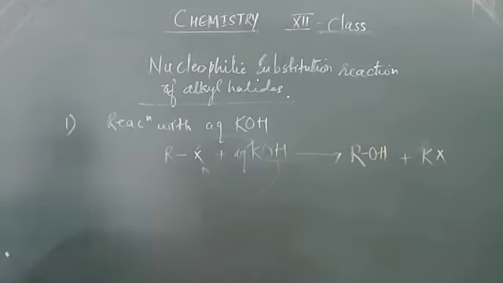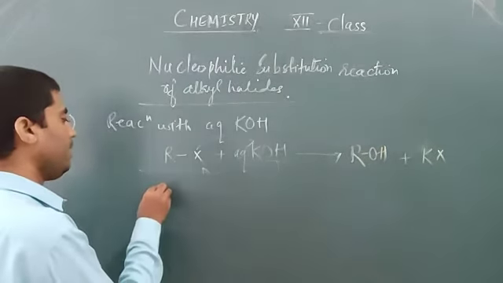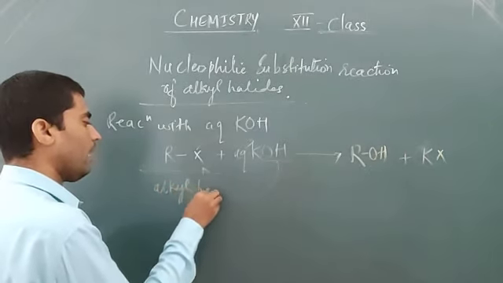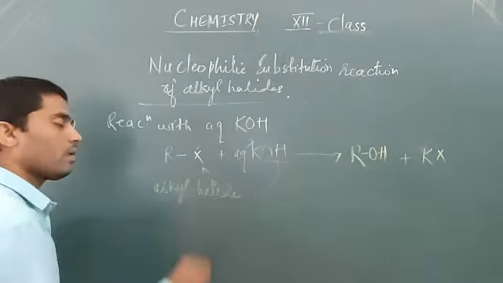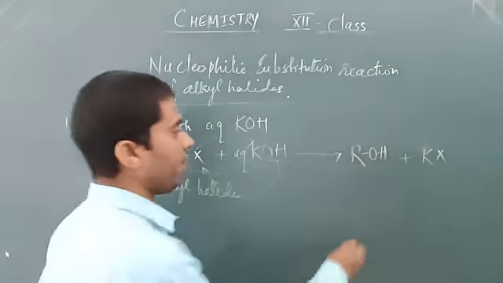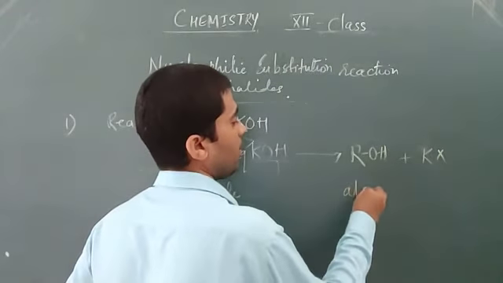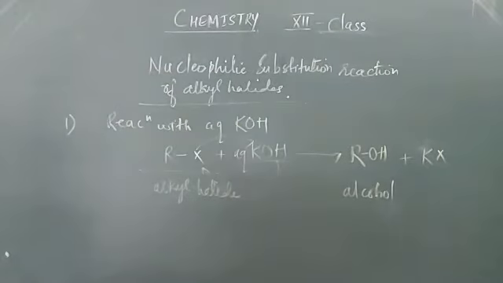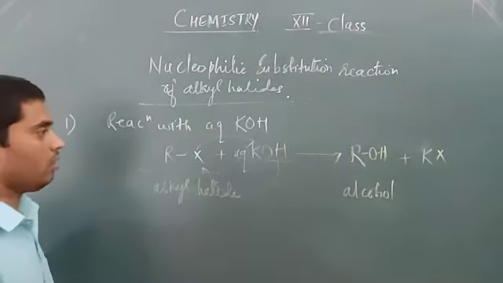Now what we have, initially we have alkyl halide and finally we have alcohol. By this method we can prepare alcohol.